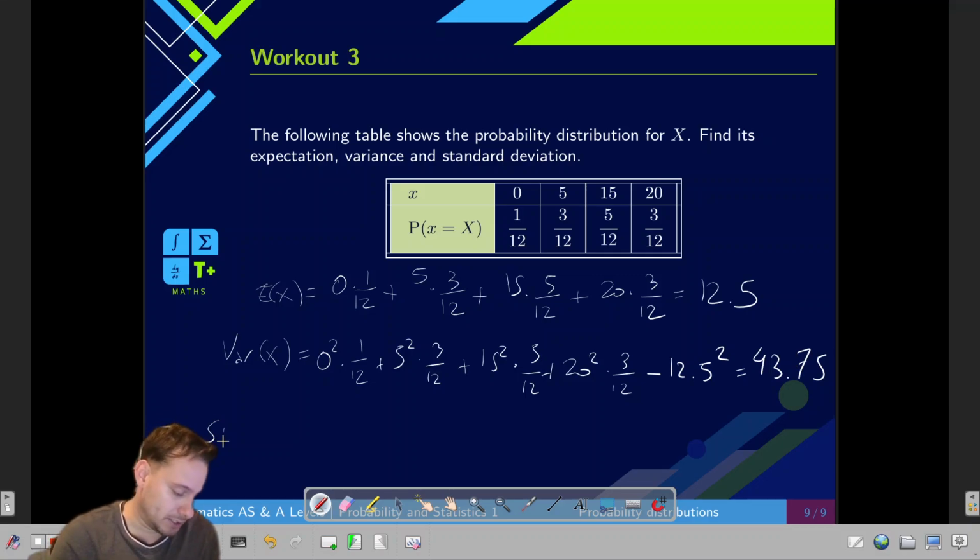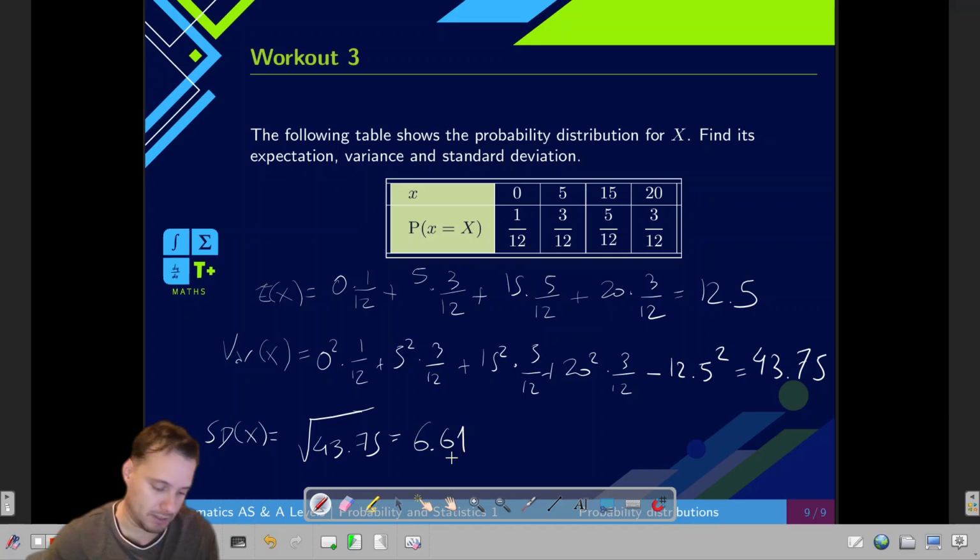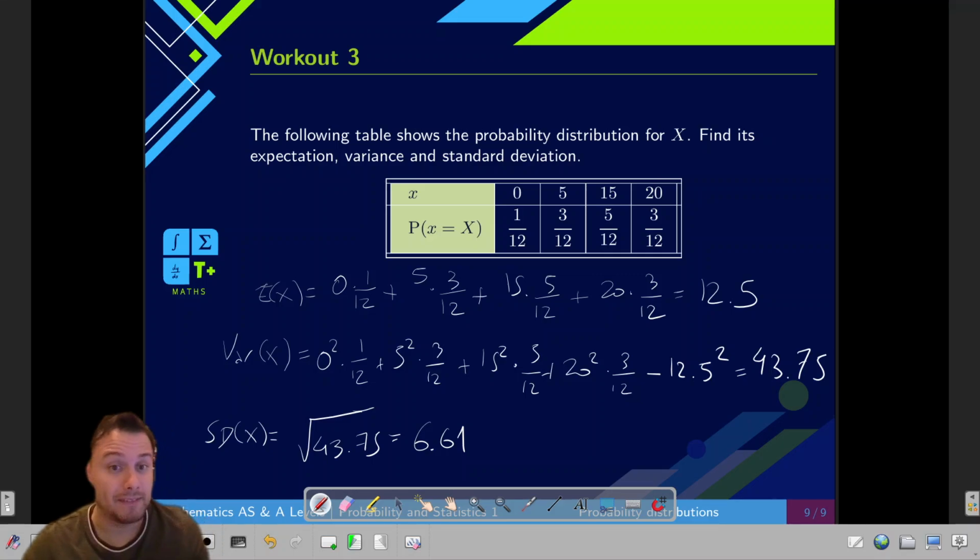And then finally, the standard deviation for x is going to be just equal to the square root of 43.75. That is equal to 6.61. Here, I again want to make a comment that is very important. I have made it before, and I will be doing it again as long as I need to make it.